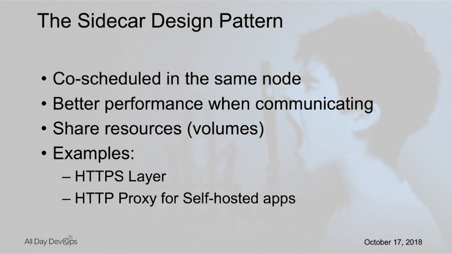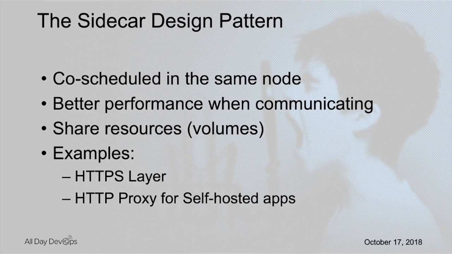So, what are the characteristics of the sidecar pattern? You will be co-scheduling the containers on the same node, and at a more granular level, you will be scheduling them in the same pod. For example, in Kubernetes, you will have better performance when communicating between those containers, and you will be sharing resources like volumes and things like that.